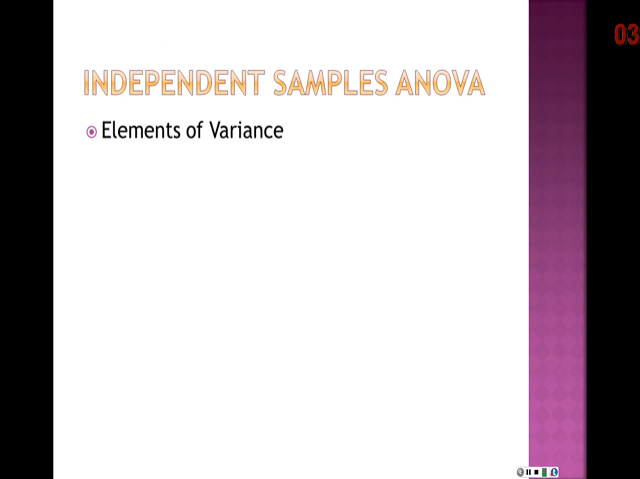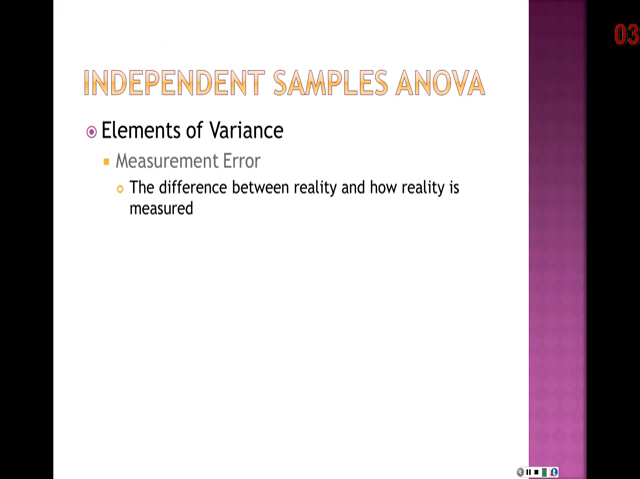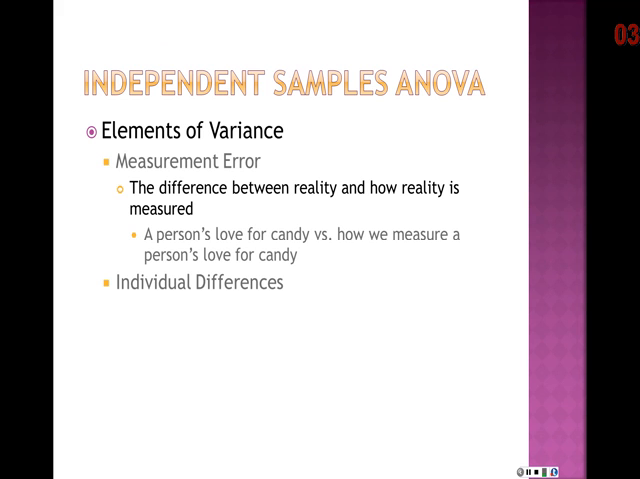So there are three basic elements of variance. There's measurement error, and that's the difference between reality and how reality is measured. Right? So let's take an example: a person's love for candy versus how we measure somebody's love for candy. So a person's love for candy is reality, and how we measure that is how we measure reality. We can't always accurately measure reality. Oftentimes we can't accurately measure reality at all. So that's measurement error, the difference between what reality is and how we actually measure reality.